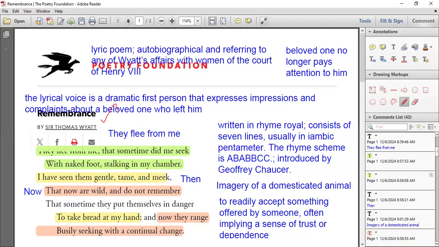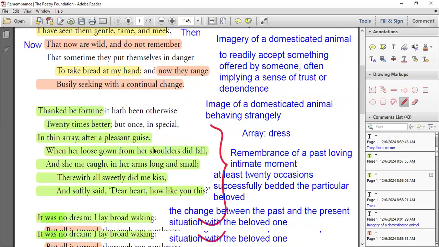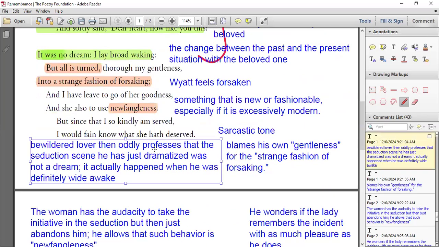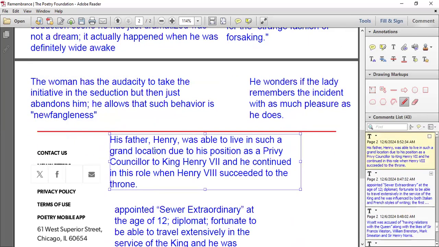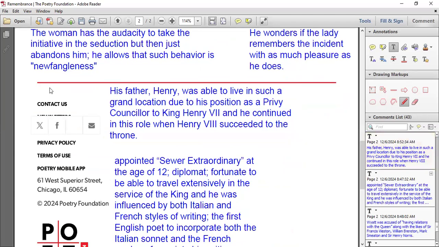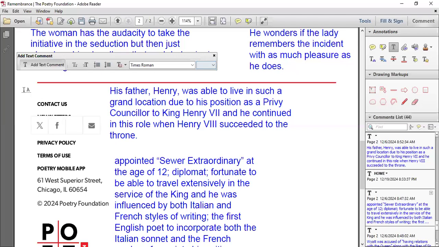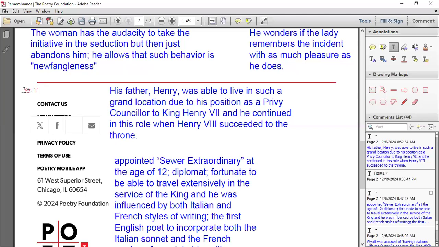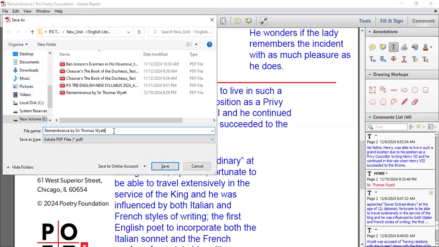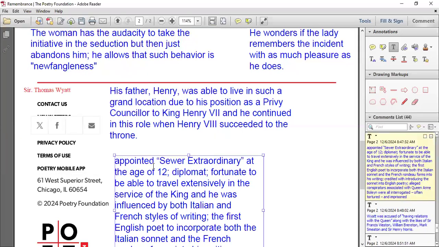And who is the author? The author is Sir Thomas Wyatt. And who is Sir Thomas Wyatt? What do we know about him? Sir Thomas Wyatt is a court poet. What is Wyatt known for? Sonnet introduced into English. Along with Henry Howard, Earl of Surrey, he is credited with introducing sonnet poetry into English, sonnet as a poetic form into English literature.